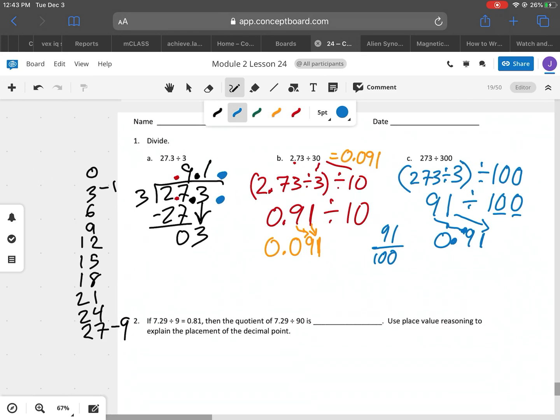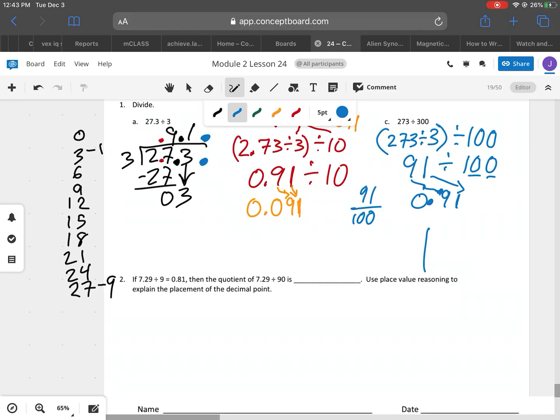If you need to draw a chart, you can go ahead and draw a chart. So where my decimal goes. So I have my 91, and I'm moving over 2 spaces, and then I have my decimal right here. I can put a 0 here. Alright, hopefully that's helpful. I'm going to show you a couple more.